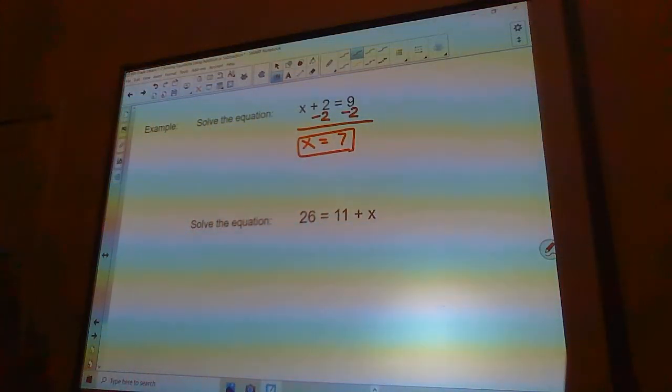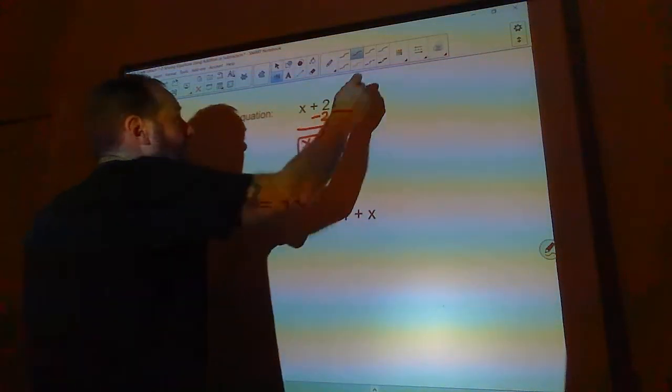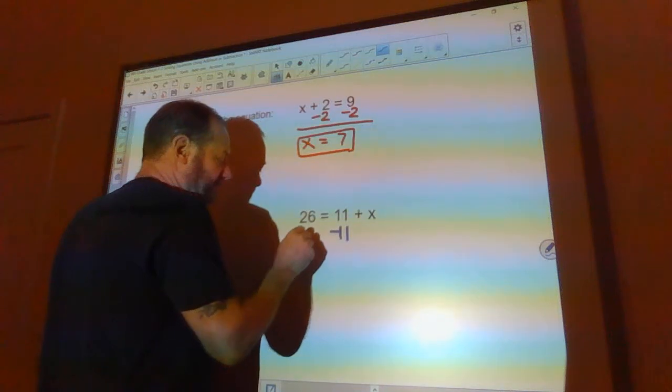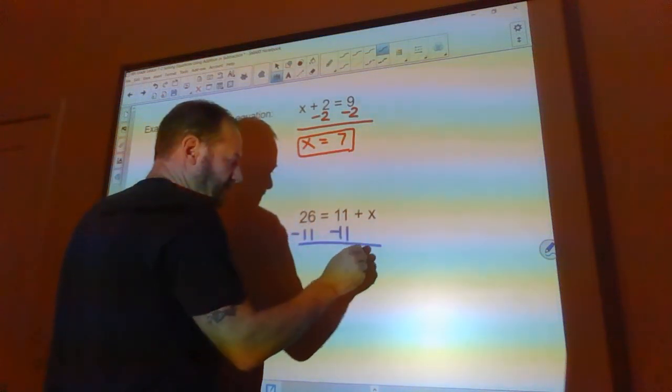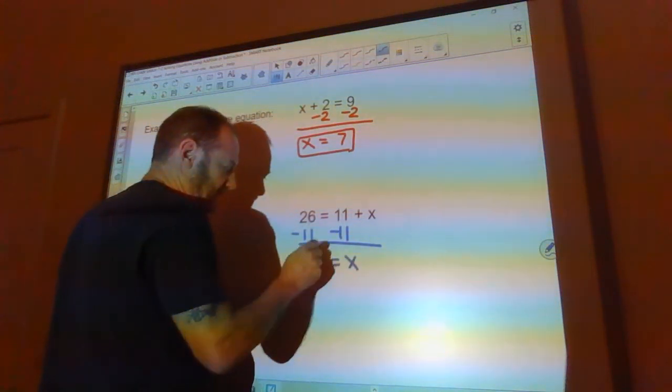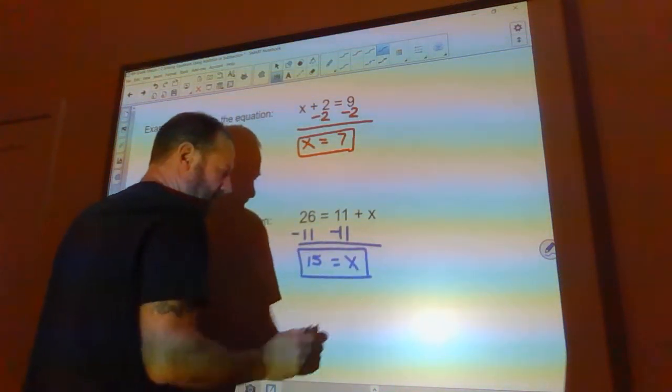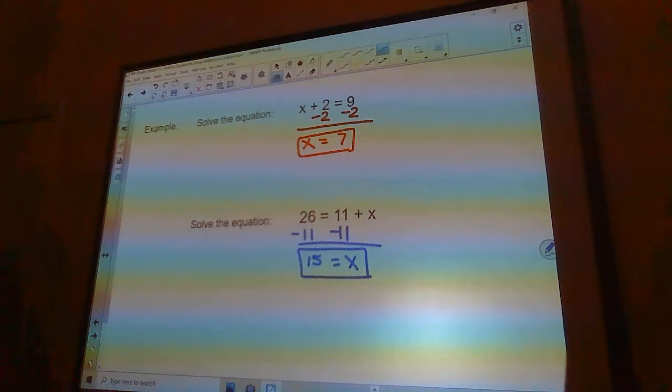Okay, you go ahead and pause the video and do this one. 26 is 11 plus x. Find the answer, then jump back on here and make sure you got it right. Okay, on this one I would subtract 11 from both sides. So this goes away over here. I'm just left with x equals, and this is 15. So hopefully you got 15.